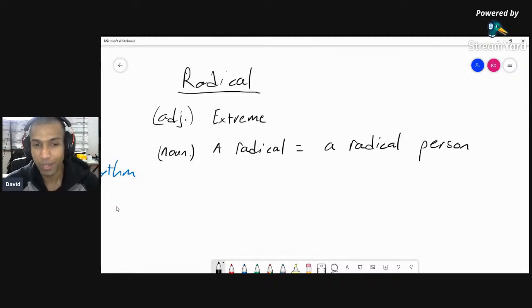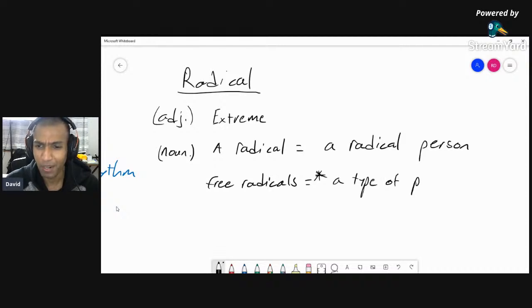Another way we can use the word radical is in science and chemistry. Now, for this, I'm not going to be able to explain it very well because I don't specialize in chemistry and I'm not very knowledgeable about it. But I do remember watching documentaries where you'll hear talk about what are called free radicals. And this is, I think, I'm not 100% sure, so I'm going to put a little asterisk here because I might be wrong, it's a type of particle, and that's about all I know in terms of chemistry. So these are some different ways we can use the word radical.